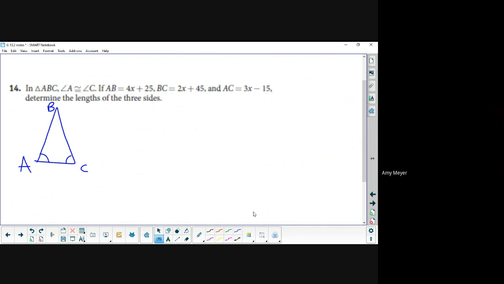Does it matter which two? Yes. How do you know which two? One's a base and two are legs. Well, if these are alike, aren't those the base angles? So this has got to be the base here, right? So that means it's these that are alike.